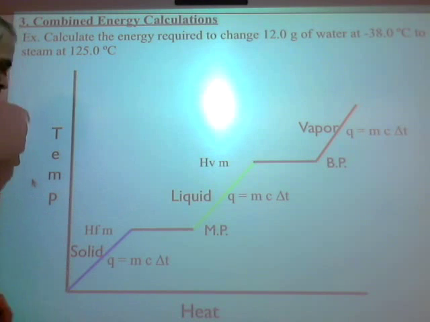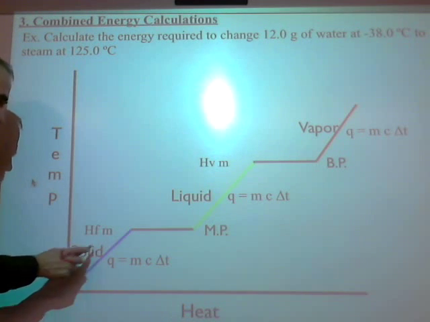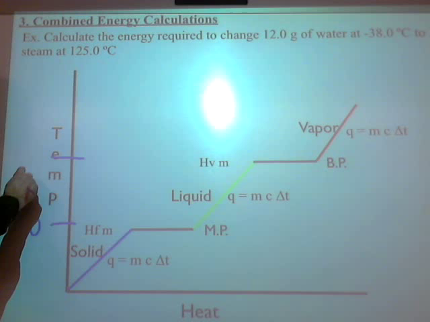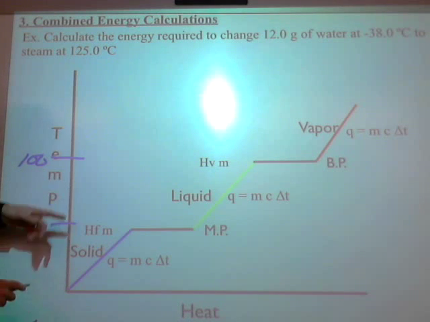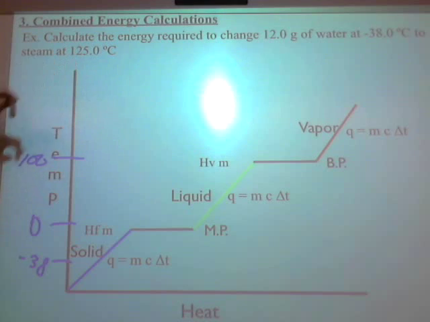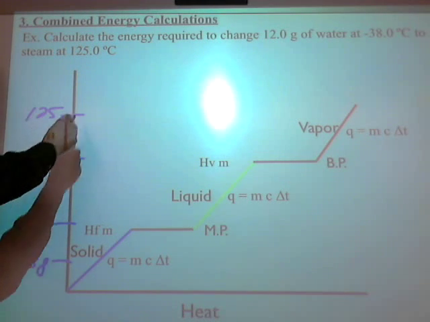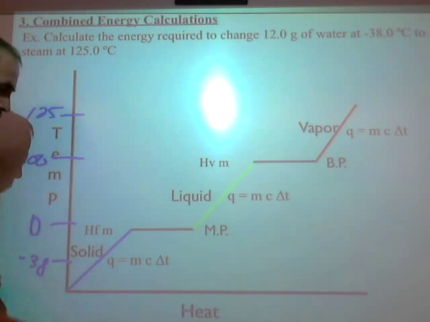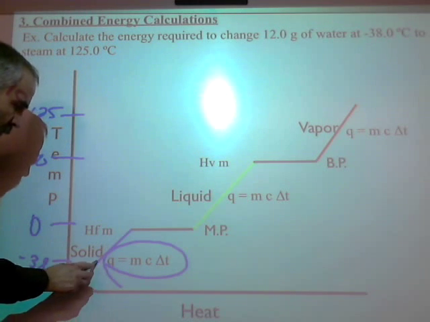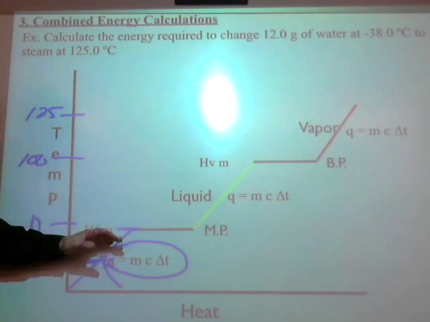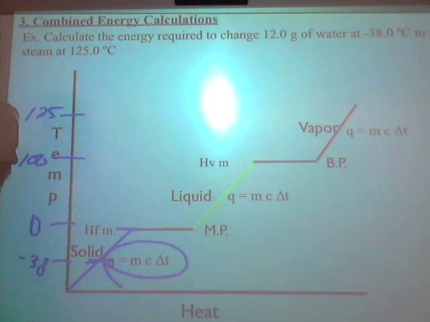All right, watch. I'm starting down here. Assuming this is water, this is the melting point of 0 degrees. This is the boiling point of 100 degrees. I'm starting at minus 38, and I'm going to 125. Everybody agree? I'll have to do this calculation to go from here to here because there's a temperature change, right, in a mass that's being heated up that much.